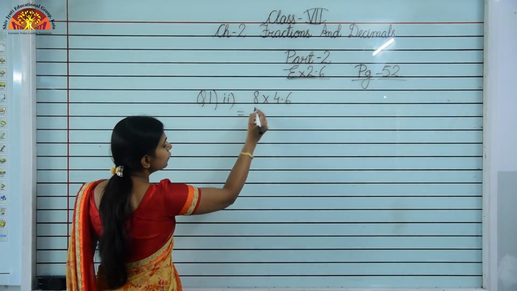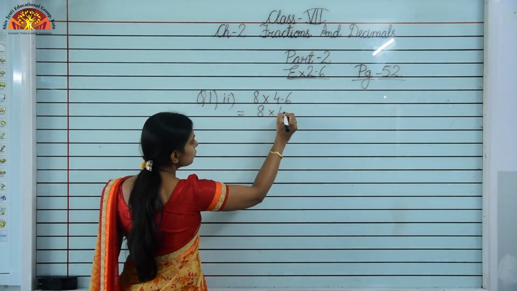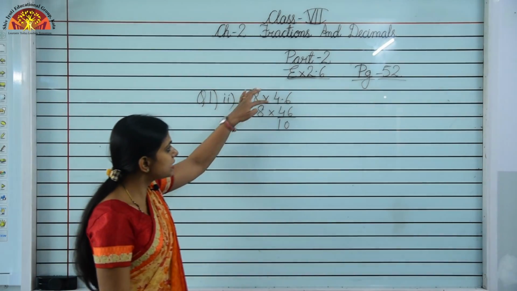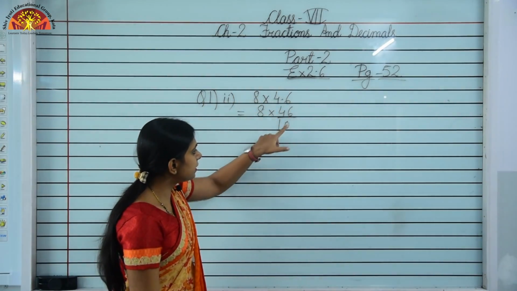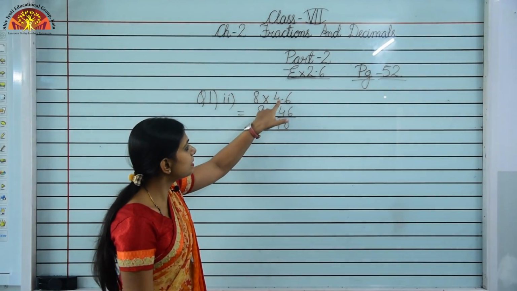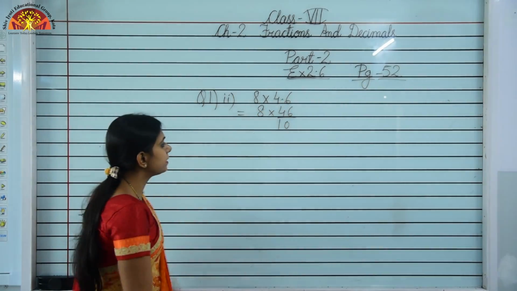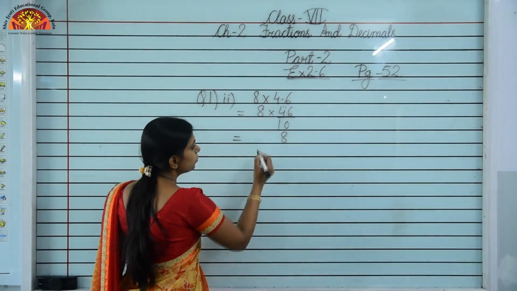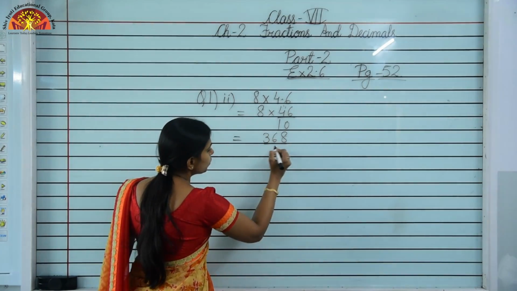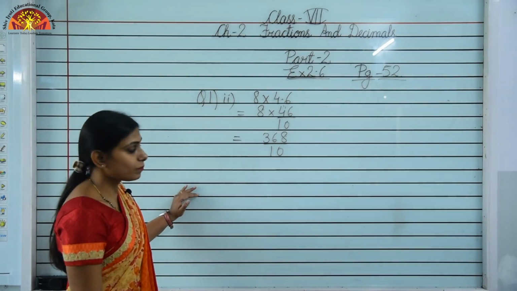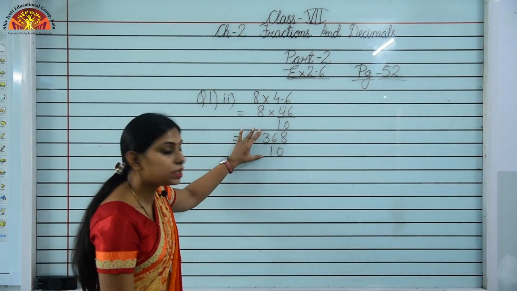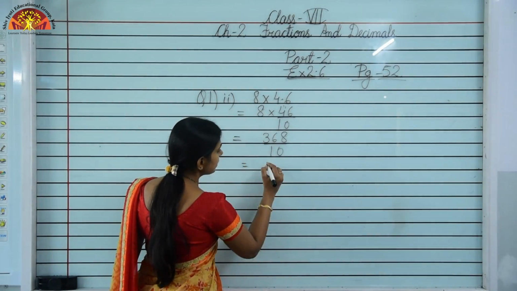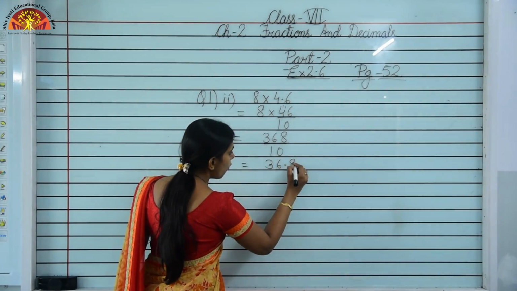So what you can do? First you can just remove the decimal. 8 into 46 upon 10. When you remove the decimal, in the denominator it will become 10 because the decimal is after only one digit. Now you will do the multiplication. 8 6s are 48. 8 4s are 32 and 32 plus 4 is 36, so 368. So 368 upon 10. Now again you have to convert this fraction into a decimal number. It will become 36.8.